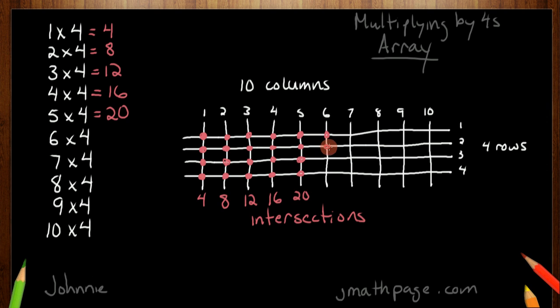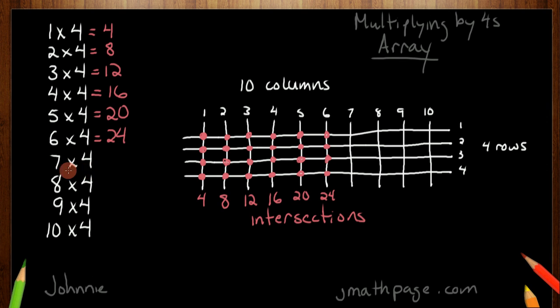Let's mark the intersections. We had 20 before, now we have 21, 22, 23, and 24. Okay, so 24. So we're saying that if we have 6 columns and 4 rows, all of these intersections, 6 columns and 4 rows, give us 24 intersections.